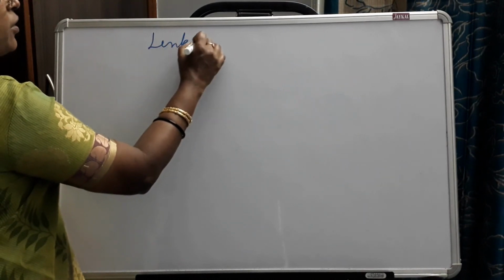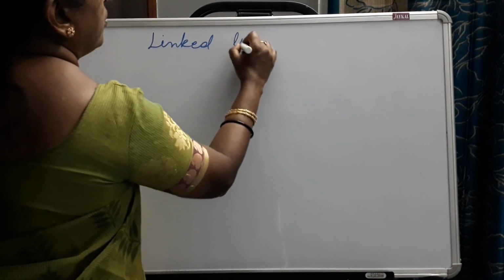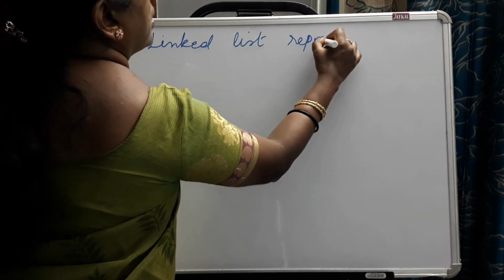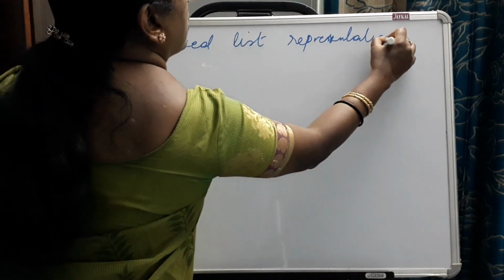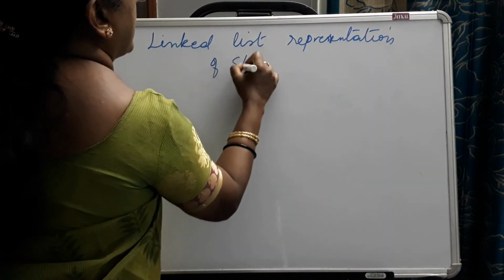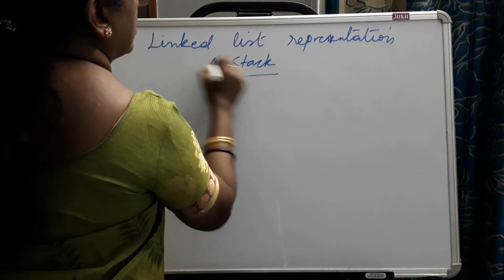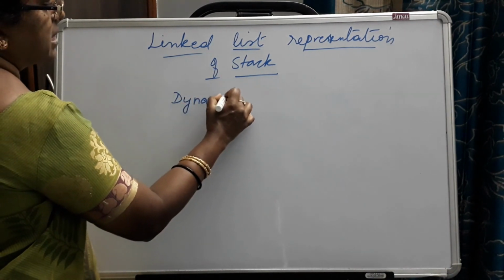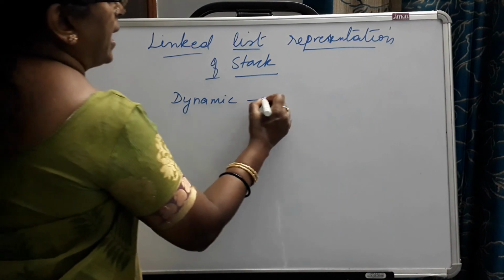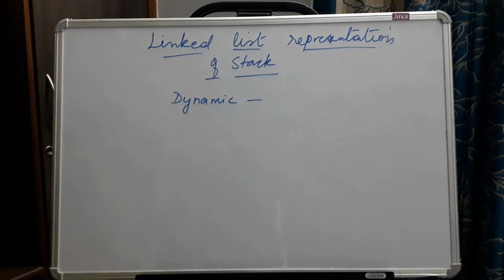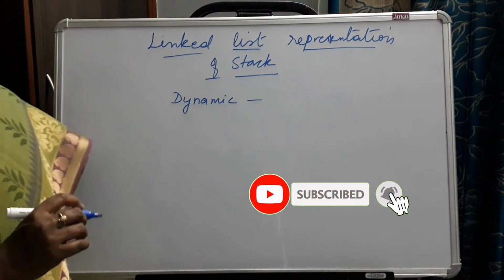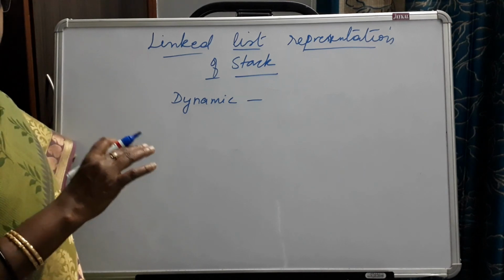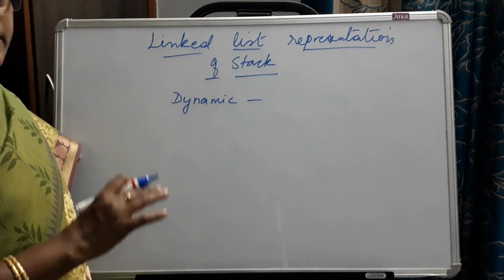In this video, we are going to discuss linked list representation of stack, and this is also known as dynamic representation, because in array representation of stack we found a disadvantage that the size of the array, or the size of the stack, cannot be increased or decreased.